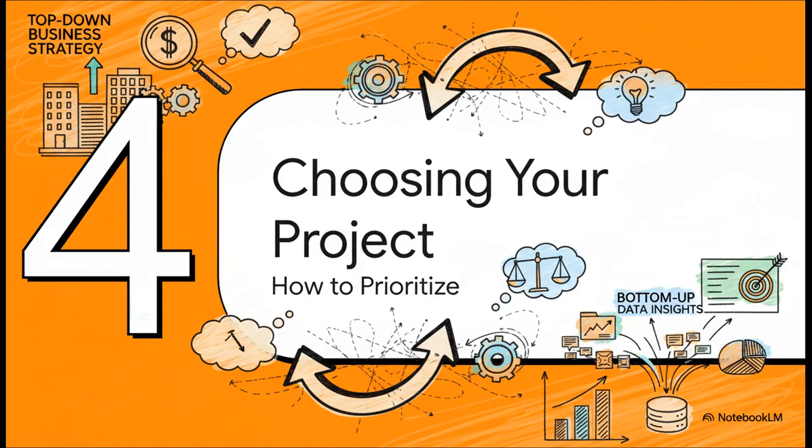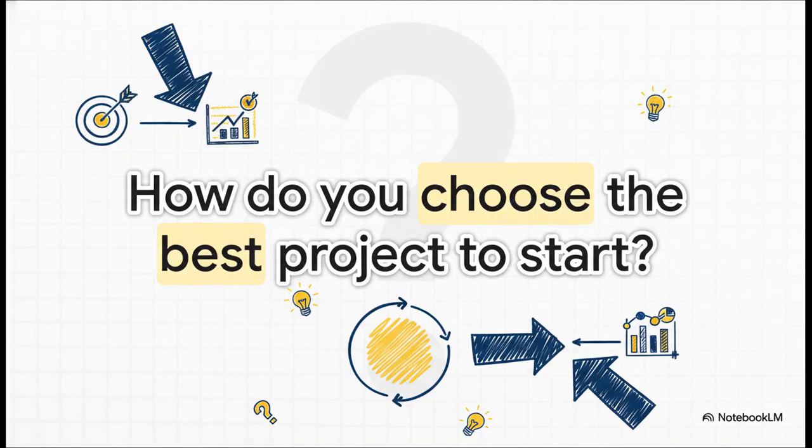So, if you follow this process, you're probably going to end up with several really good potential projects, which is a great problem to have. But you can't do them all at once. And that brings us to the next critical question. How do you choose the best one to start with? This is a challenge every single data team faces. You've got this list of good ideas, they all seem valuable, but your time and resources are limited. So, how do you make the smart choice? How do you pick the winner?